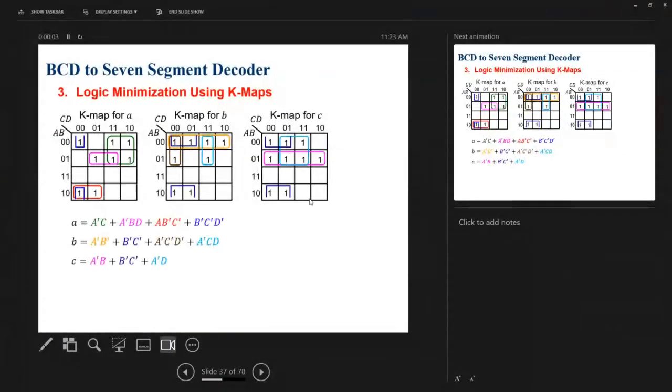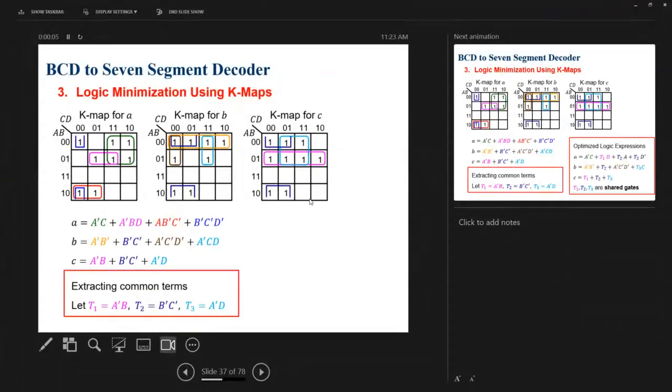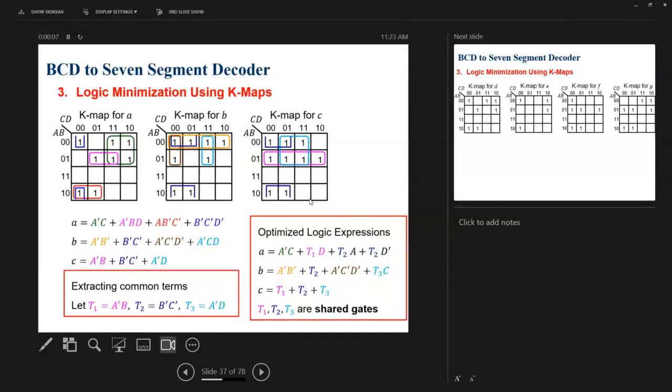So now here we draw the truth table, we draw the common terms, and then we extract these common terms. Can you see here this T1? What is T1 now? This is T1, A bar B. So this is A bar. The first common term, this B bar C bar is the second common term, and A bar D is the third common term. Any question?